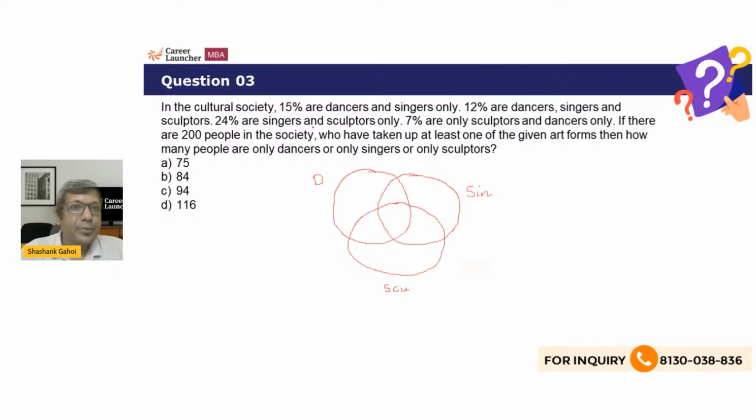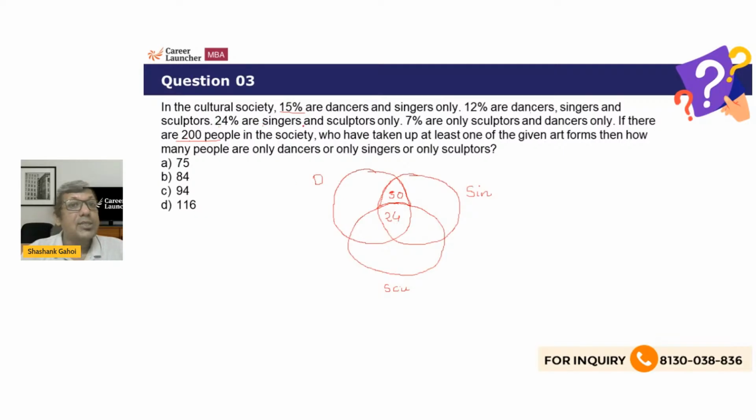Now, there are 200 people. 15% are dancer and singer only. Dancer and singer only means this region we are talking about. Now that is 15%. 15% of what? 200. So this region contains 30. 12% are dancer, singer, and sculptors, which means 12% are all three. 12% of 200 is going to be 24.